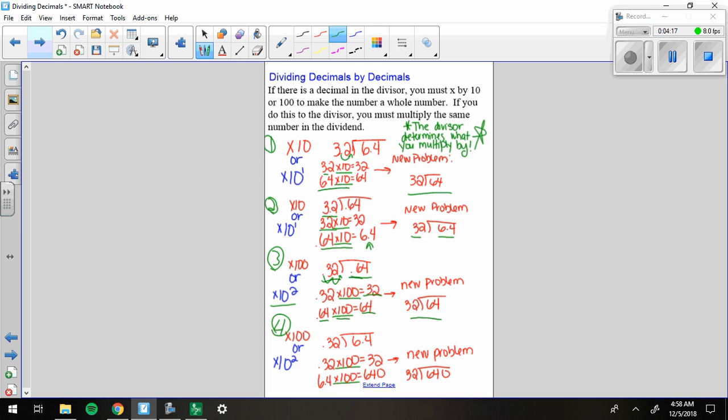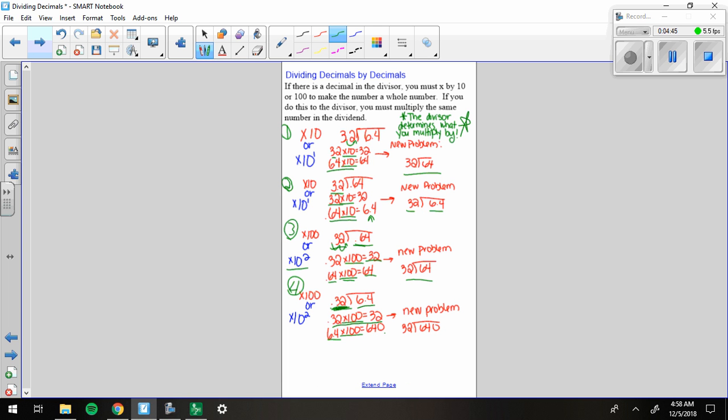But the last case scenario is if I have 6 4/10 divided by 32 hundredths, I'm still multiplying by 100 because I'm looking in my divisor. My dividend can be a decimal, we know that. My dividend can stay just like that, but my divisor can't be a decimal, it has to be a whole number. So I have to multiply 32 hundredths times 100 to get 32, but when I multiply 6 4/10 times 100, I get 640. So my new problem turns into 640 divided by 32.